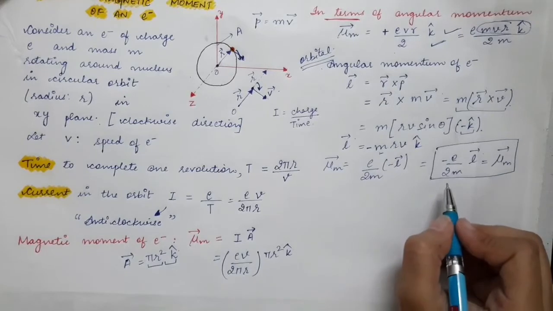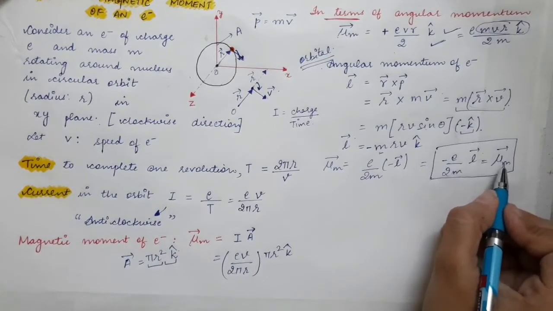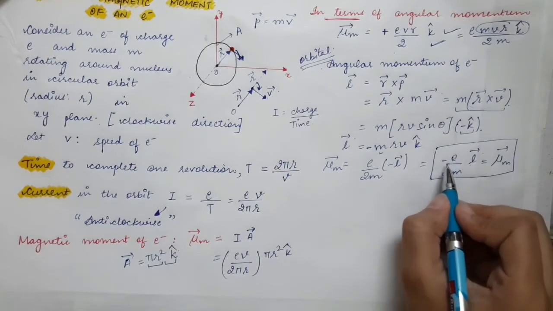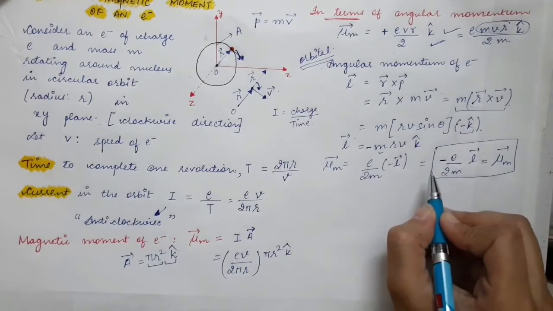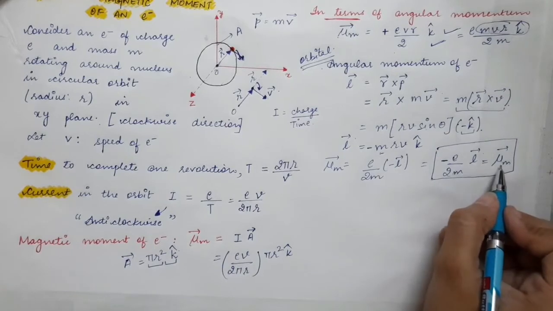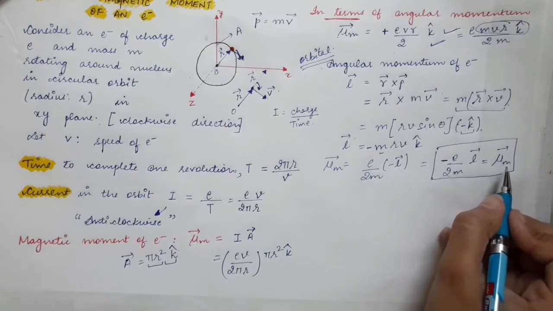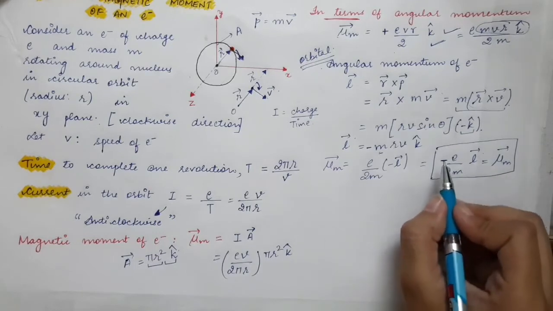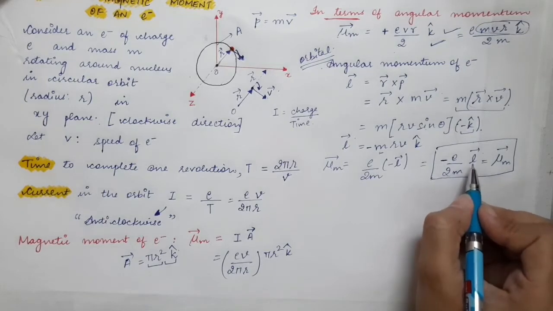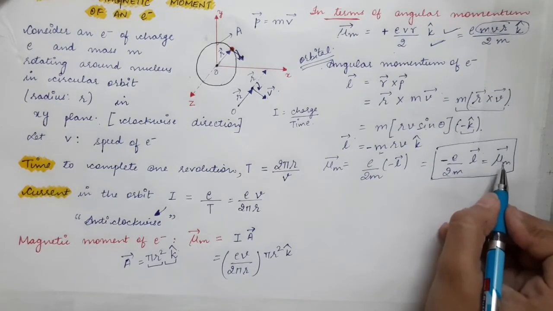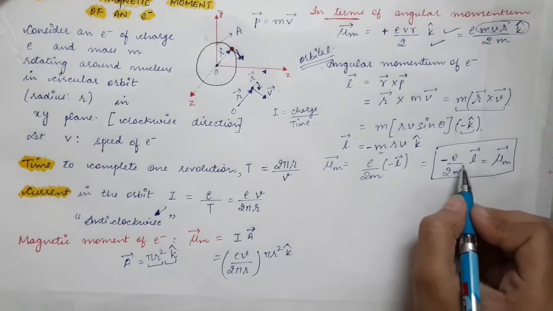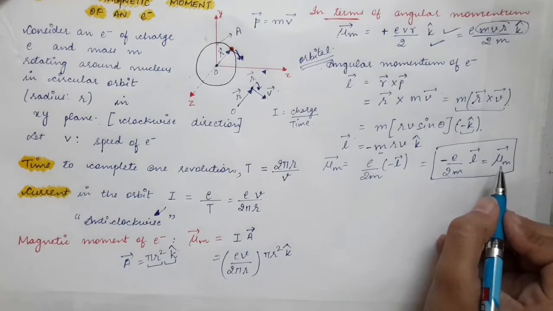So from this formula you can see that mu m vector and L vector are pointing in opposite directions, and that can be seen from this negative sign. So this negative sign shows that the direction of the magnetic dipole moment of the orbiting electron is opposite to that of the angular momentum. So the orbital angular momentum and the magnetic dipole moment for the case of an electron are always pointing in opposite directions.